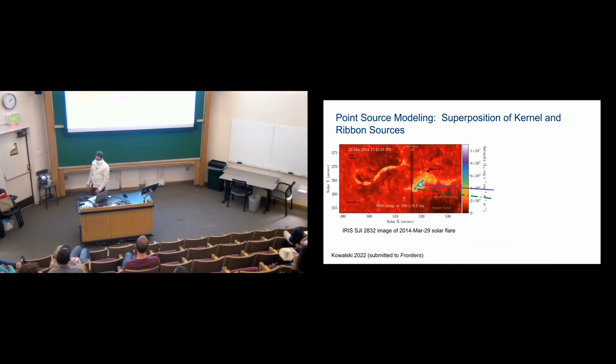So I'm going to show you how we can approach this problem. We can use solar flare observations. I'm almost done here. We define a high intensity threshold, kernels. We define a medium intensity threshold, diffuse ribbons. Area ratio of 5:1.